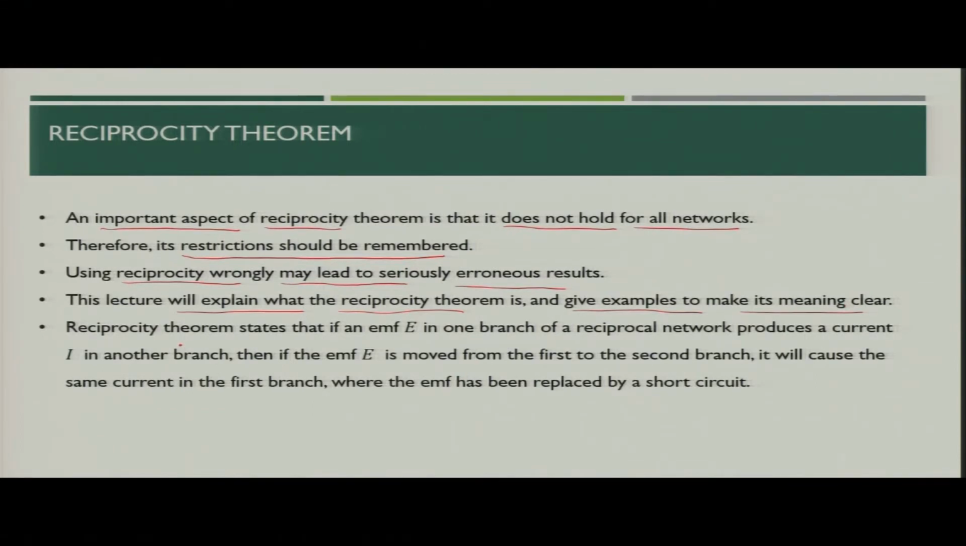Now, let us see what we mean by the reciprocity theorem. The theorem says that if an EMF E, EMF being electromotive force, in one branch of a reciprocal network produces a current I in another branch, then if the EMF is moved from the first to the second branch, it will cause the same current in the first branch, where the EMF has been replaced by a short circuit. So, let us understand this definition with one circuit.